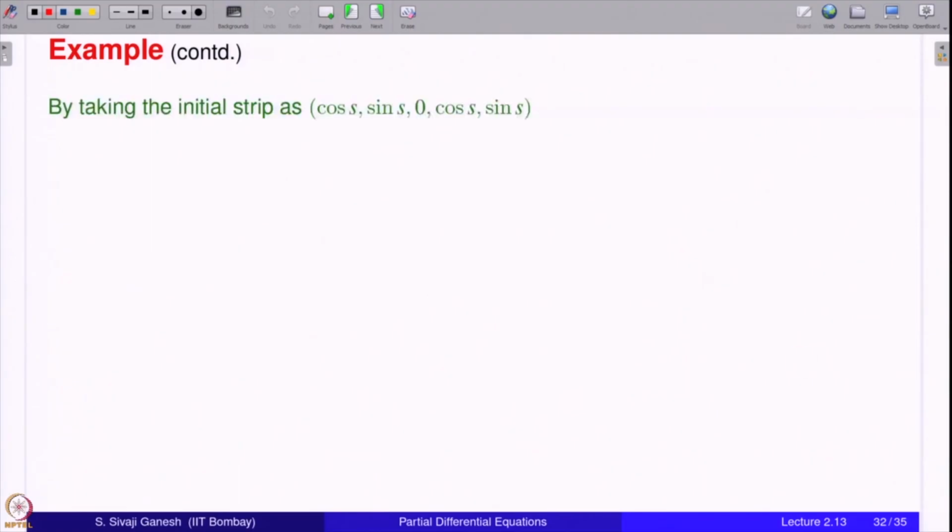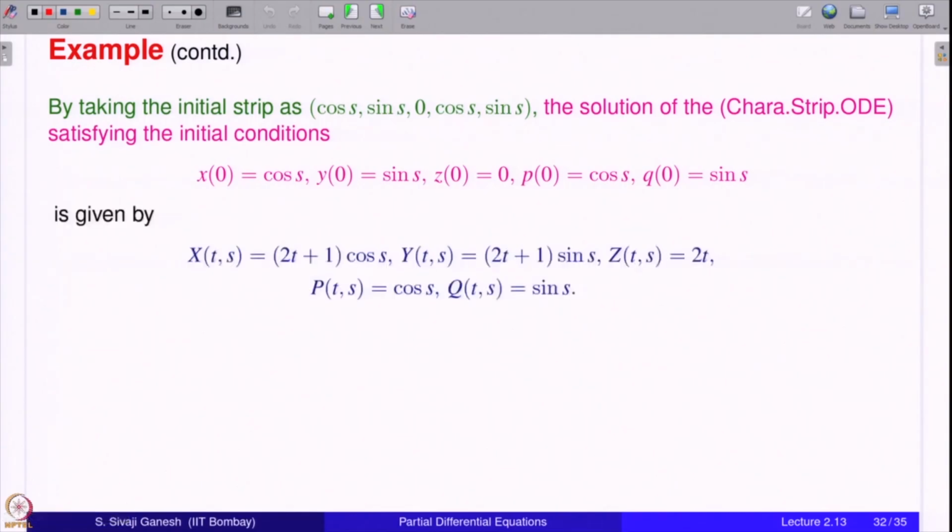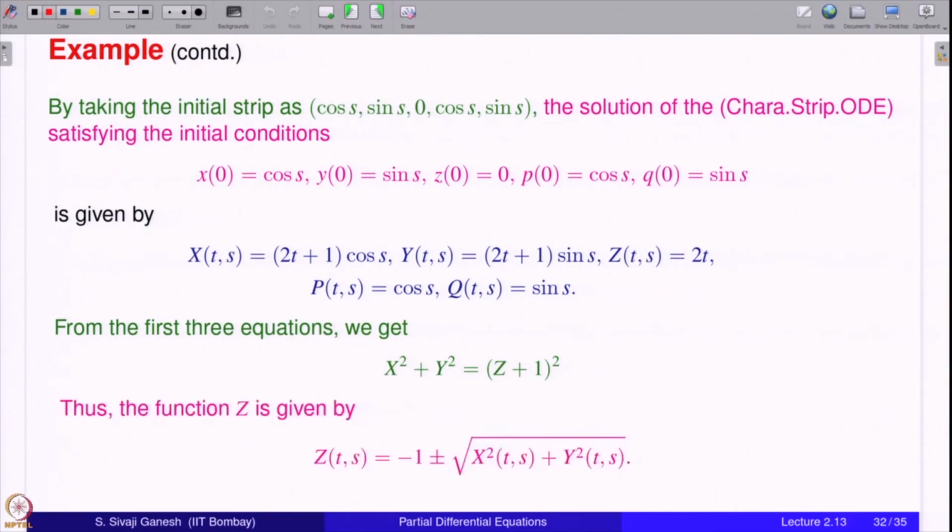Now, if you take the initial strip where P, Q is taken to be cos s and sin s, the solution of Charpit's strip ODE will be this. I am not going to the computation because it is a very simple ODEs that you can solve. So, these are the solutions Xts, Yts, Zts, Pts, Qts. Now, from the first three equations we get this relation x square plus y square equal to z plus 1 whole square, and Zts is given by this formula. On simplification you get that.